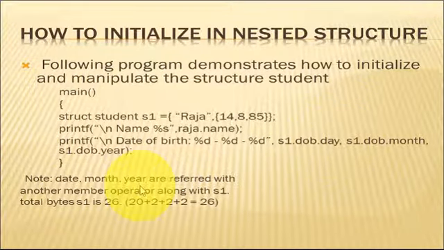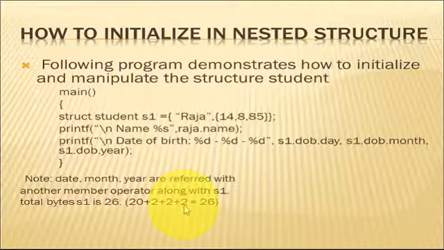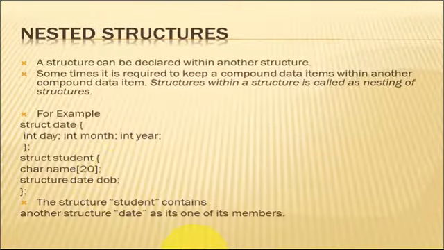So how much memory is allocated for this? Here 20 is for the name, then 2 is for the day, 2 is for the month, and 2 is for the year. These 3 are integer data types, and name is an array of characters whose size is 20.